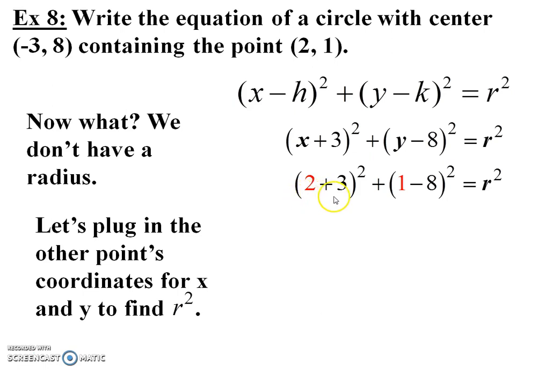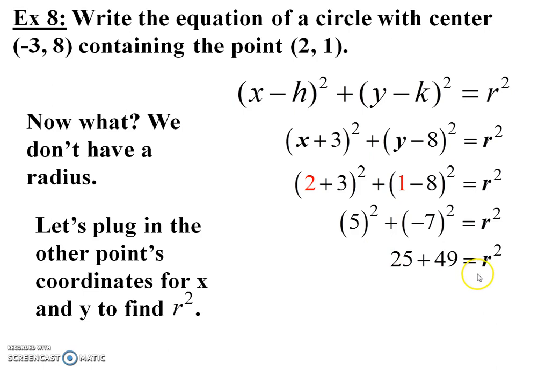So 5 squared plus negative 7 squared. So we've got 25 and 49, and that gives us 74. Now, if we were graphing this, I would need to know what that square root is. But I'm not asking you to graph it. I'm just asking you to write the equation of the circle. And the equation uses r squared. So if you take the square root of that, don't. Go back. This is the only thing we needed to find.